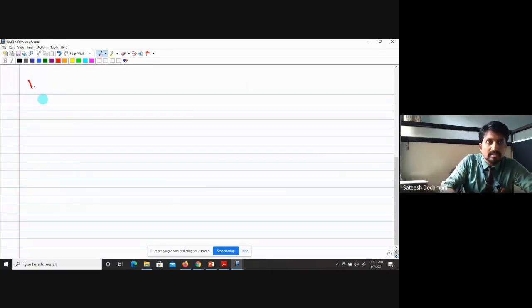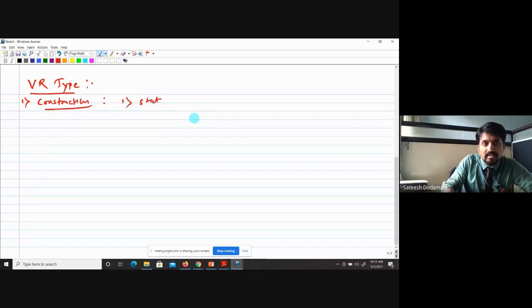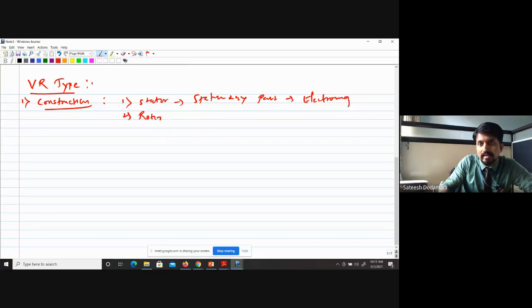So let me start with the beginning. VR type stepper motor. Construction we already see. It consists of a stator and it consists of a rotor also. Stator is the stationary part, and it is made up of electromagnet, and rotor is a rotating part, which is made up of soft steel.